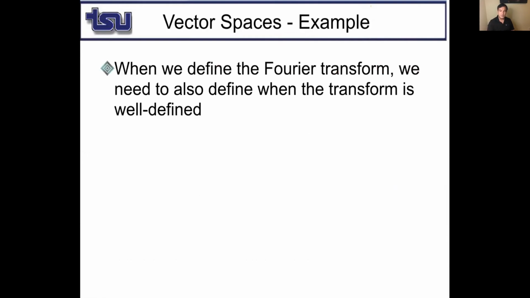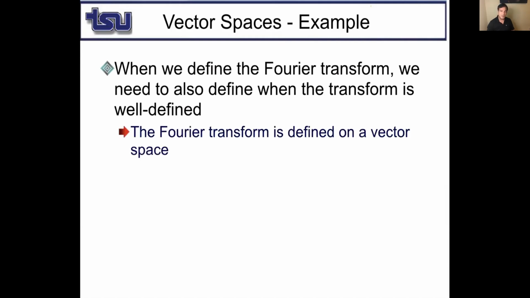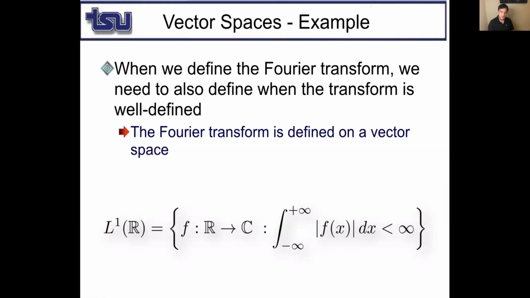When we define Fourier transform, we need to also define when the transform is well defined. There may or may not be a Fourier transform of a particular function. So when we say well defined, you can define the Fourier transform of that particular function. So the Fourier transform is defined on a vector space. We call it L1. L1 is a set of functions from real numbers to complex numbers, as you see. f is a function from real to complex, such that the infinite integral of the absolute value of f(x) is finite. Okay, so if you take the integral of |f(x)| over the real line, you get a finite value.